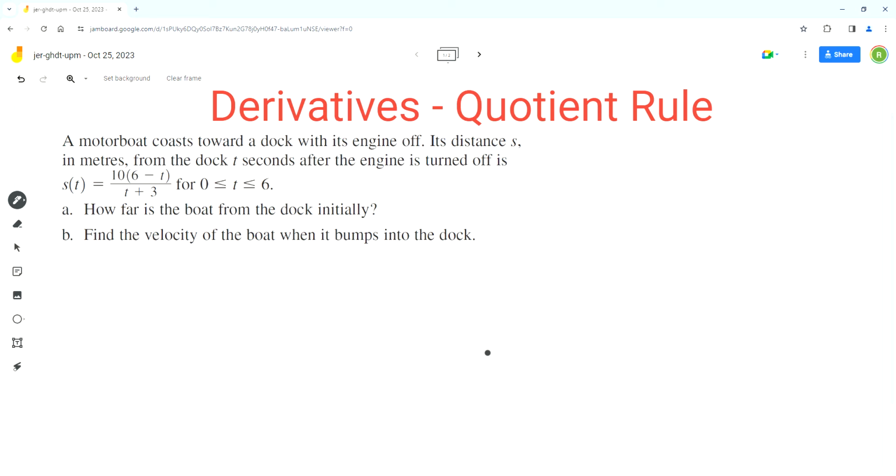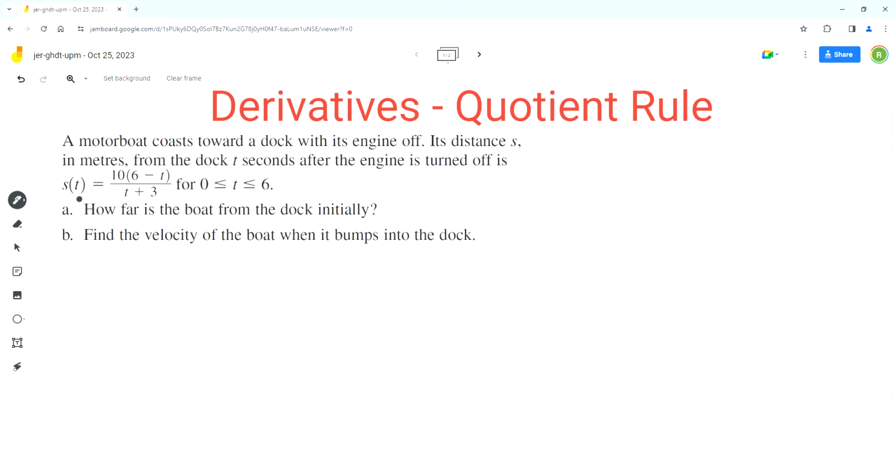So in this video, we'll solve this problem using the quotient rule of derivatives. As per the problem, a motorboat goes towards a dock with its engine off. Its distance s in meters from the dock, t seconds after the engine is turned off, is s(t) = 10(6 - t)/(t + 3), where t is between 0 and 6 seconds. Now we have to find how far the boat is from the dock initially and find the velocity of the boat when it bumps into the dock.